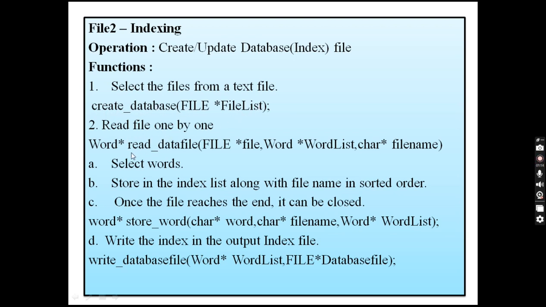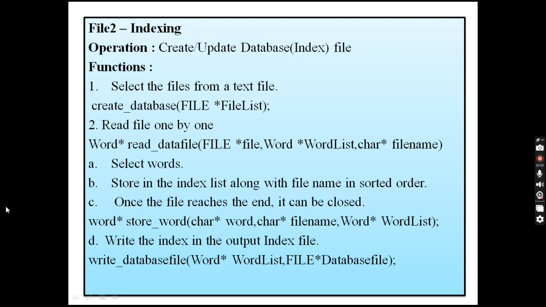Next we will read the files one by one. First we have to open the file, that is the file list, and read the names of the files. This is an iterative process which reads one file name from the file list and opens that file in read mode. So the function used here is word *read_data(FILE *file, word *word_list, char *file_name). So we have to use this function. Next, the process of parsing starts. First, in this process we have to select the words.